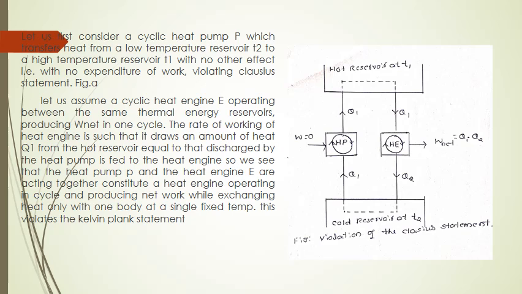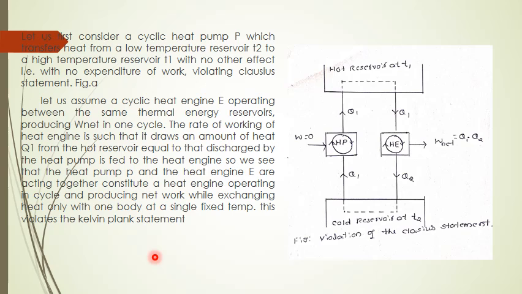In order to prove that, let us first consider a cyclic heat pump P, which we can observe in the diagram, which transfers heat from a low temperature reservoir T2 to a high temperature reservoir T1, with no other effect, that is, with no expenditure of work, violating the Clausius statement in figure A.